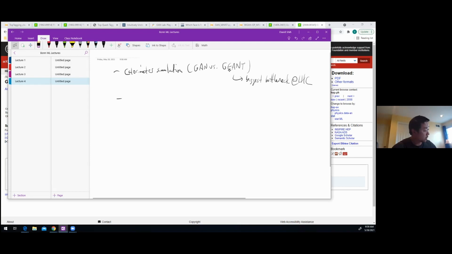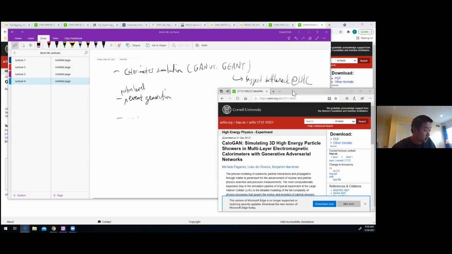Okay, so beyond calorimeter simulation, people have also tried to do parton level event generation, and yeah, I think those are the main two. All right, so let me just show you a couple of papers in the calorimeter simulation side of things.